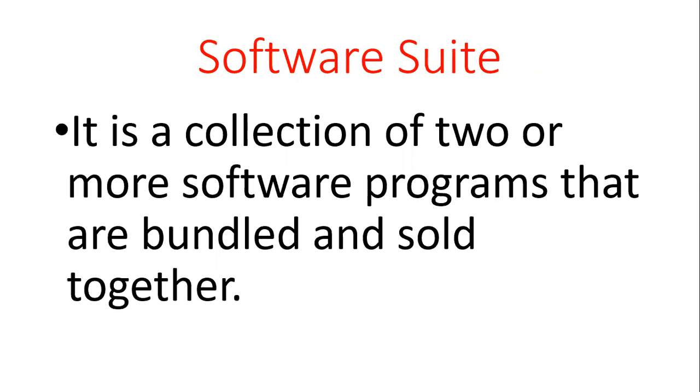What is a software suite? These are some terms that we need to learn. A software suite is a collection of two or more software programs that are bundled and sold together. For example, take MS Office. MS Office is also a software suite. That means in MS Office, we have MS Word, MS PowerPoint, MS Access, MS Excel. These are several kinds of programs that are available in a bundle. Okay, I hope you all understood now.